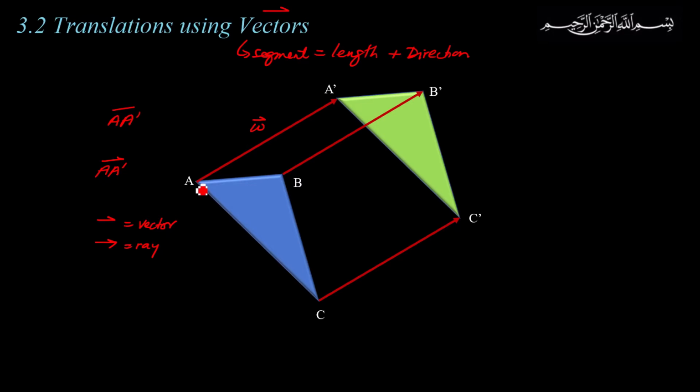So you move point A in the direction of this vector w, and you move point B in the same direction, the direction of vector w, and you move point C in the same direction and the same length, and you move the whole triangle in this way. So you can see how beautifully and easily vectors let us move objects in a certain direction. So again, vectors are segments that have a specified length and a specified direction.